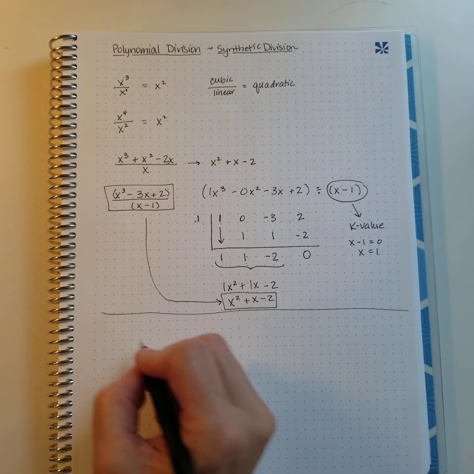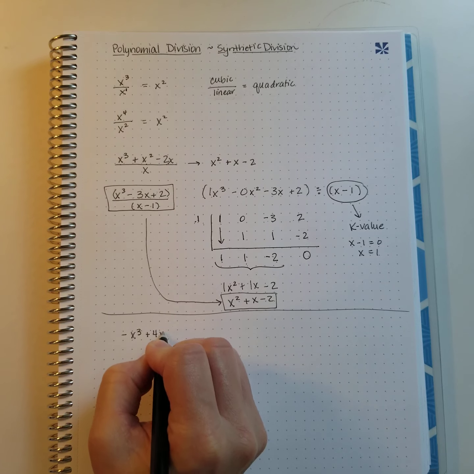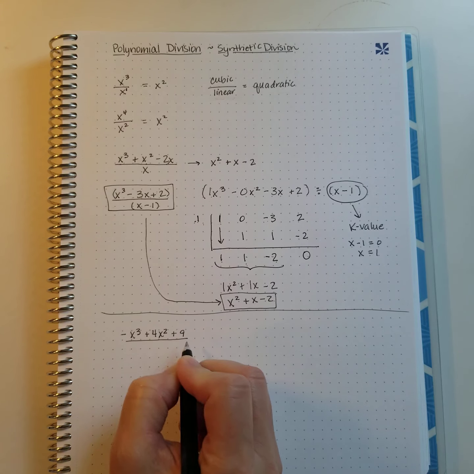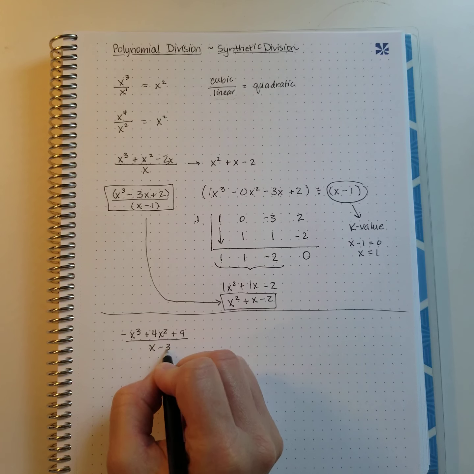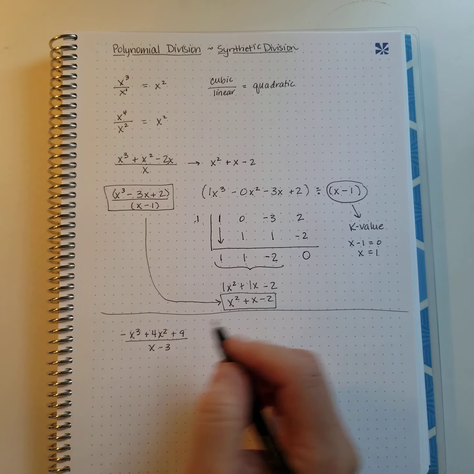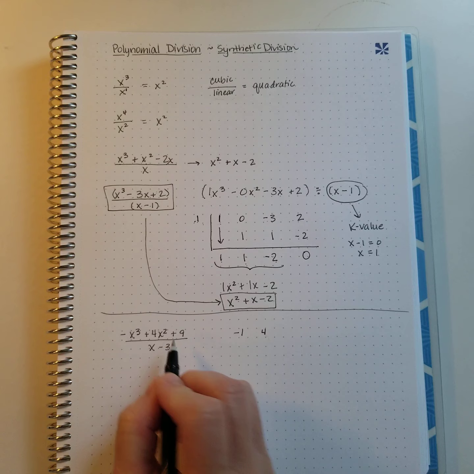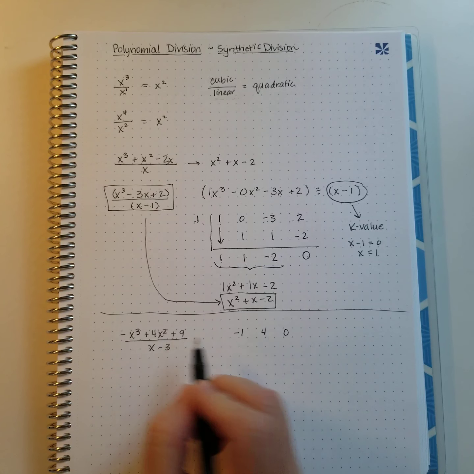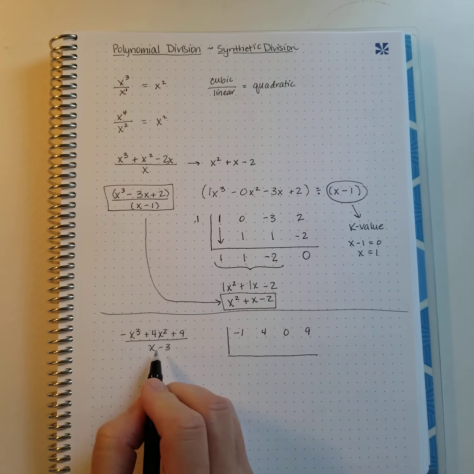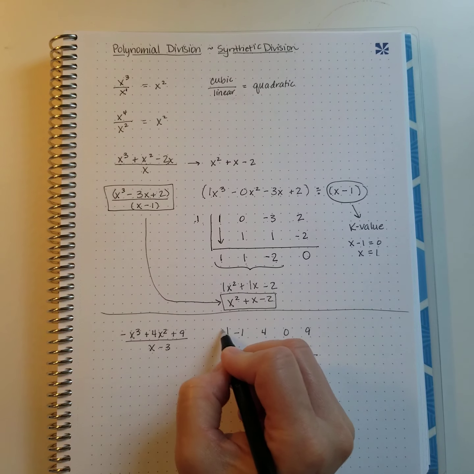So let's say we have negative x cubed plus 4x squared plus 9, and we're going to divide that by x minus 3. We're missing our x term, so our coefficients are going to be negative 1, 4, a 0 for our linear term, and then 9. Our k-value for x minus 3 is going to be 3, because 3 minus 3 is 0.